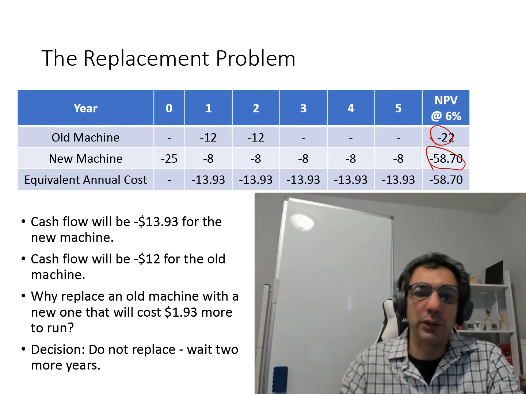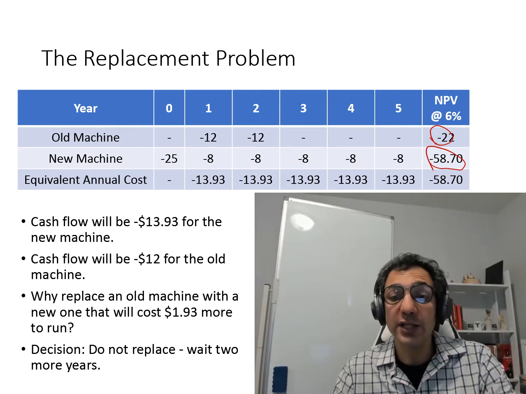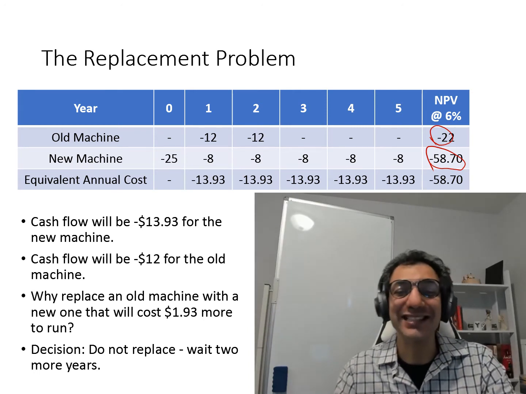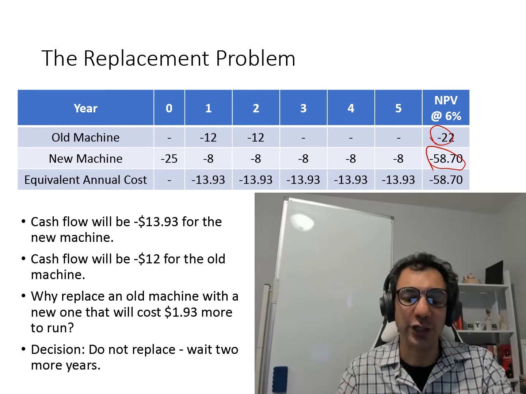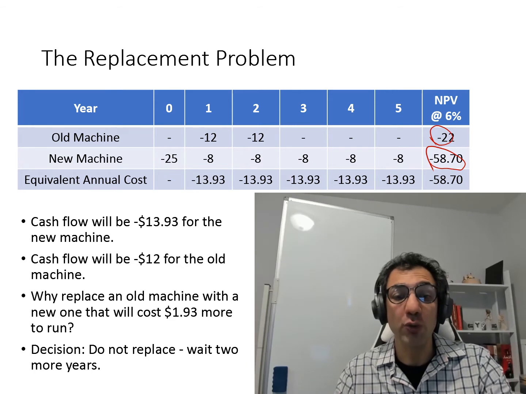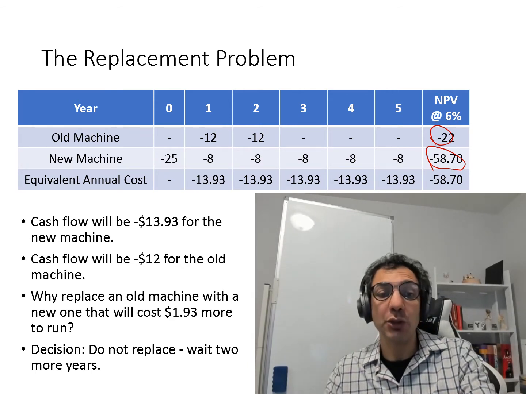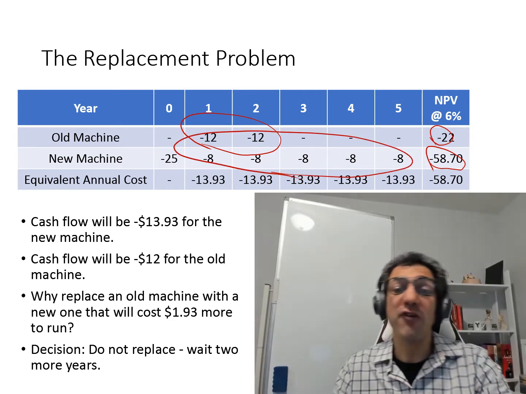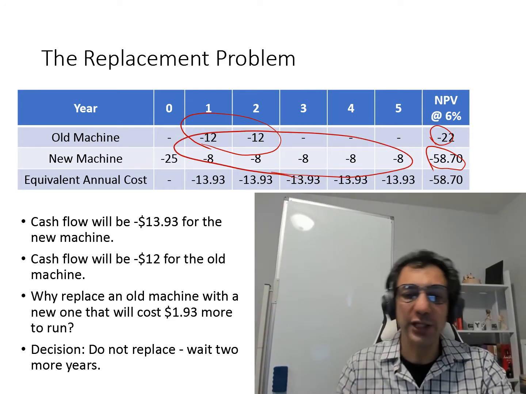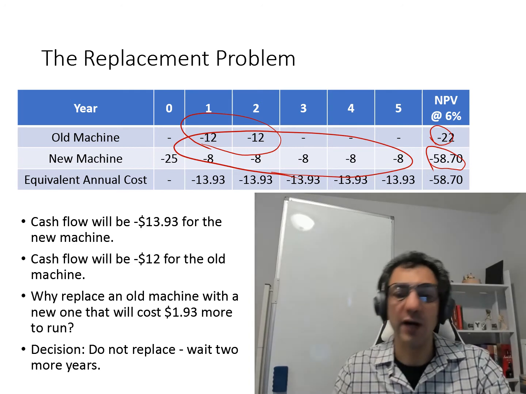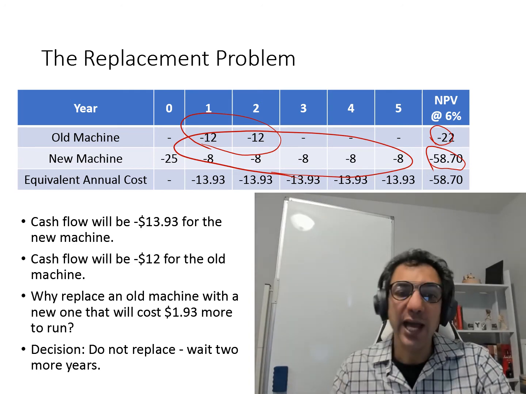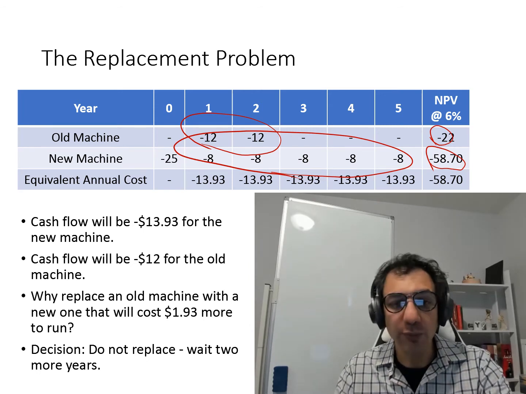Maybe you say we'll go with the old machine because you need to pay less, or the net present value is less negative for the old machine. But actually, this is not true. Why? Because we learned that the old machine works for just 2 years and the new machine works for 5 years. So you cannot compare these two machines because the lives of these projects are different. So we need to generate the equivalent annual cost for the new machine as well.